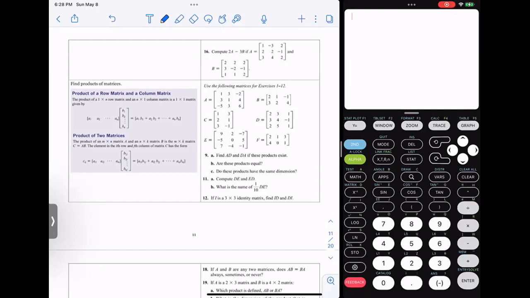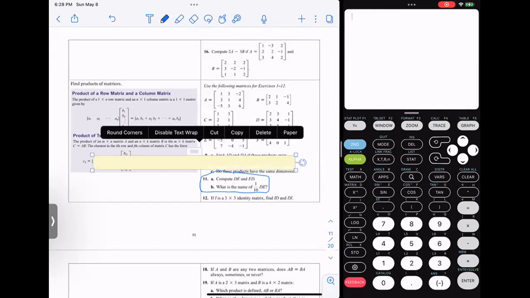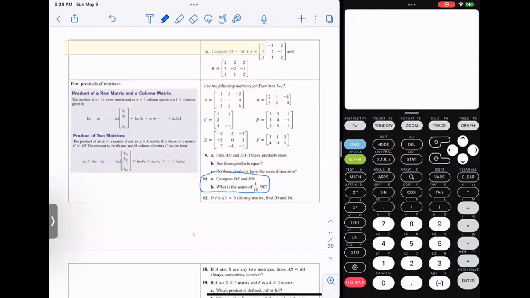Number 11, please. Number 11. D and E and E and D. We're going to need D and E.